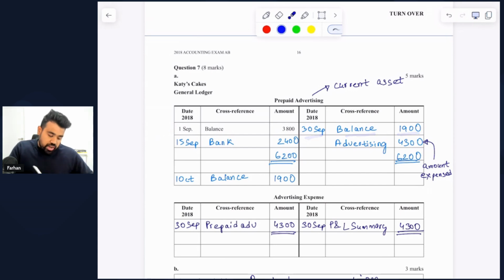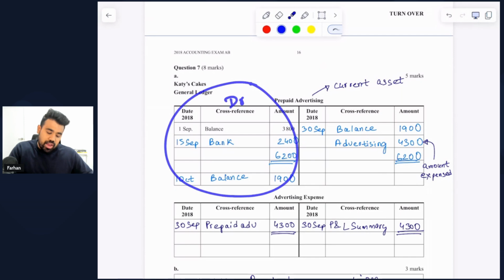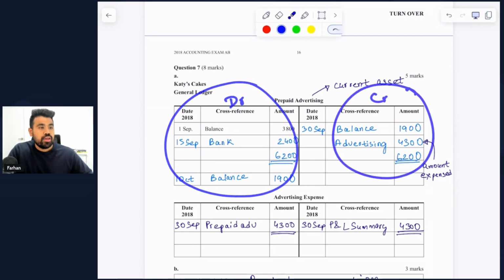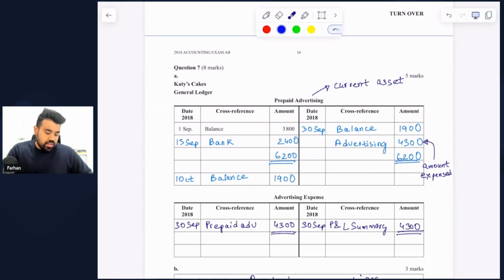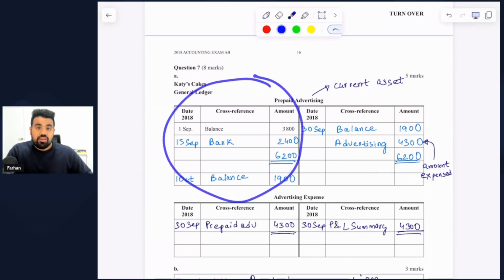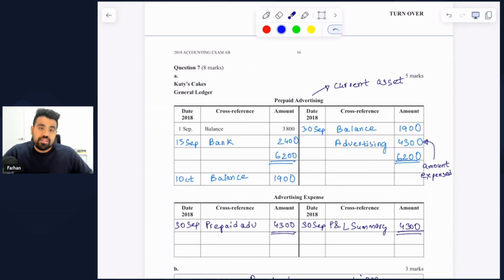So within the ledger account, we understand that everything on the right-hand side is the debit side and everything on the left-hand side is the credit side. Okay. So everything on the debit side generally reflects an increase in the current assets of the business, and everything on the credit side reflects a reduction in the current assets of the business. So on 15 September, the question says that the business paid for advertising, which refers to a 3-month campaign. So why am I including this on the debit side?